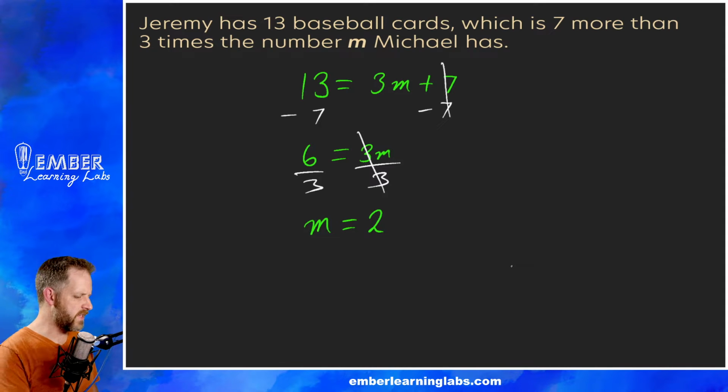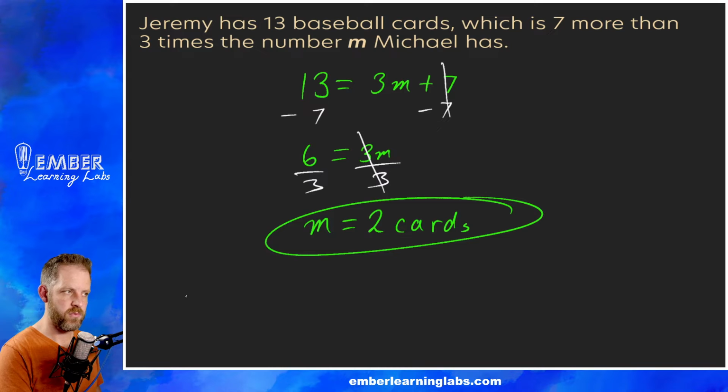So what is 2? The baseball cards were 7 more than 3 times the number Michael has. So 2 cards. Michael's got 2 cards.